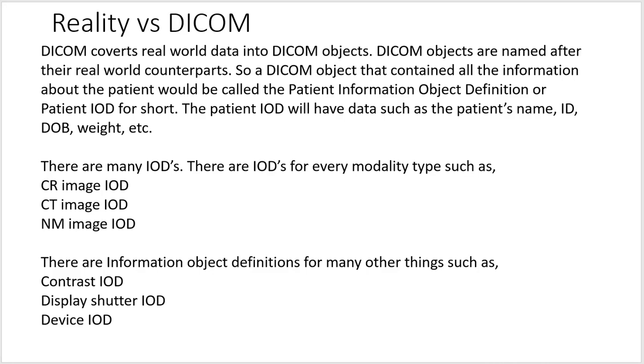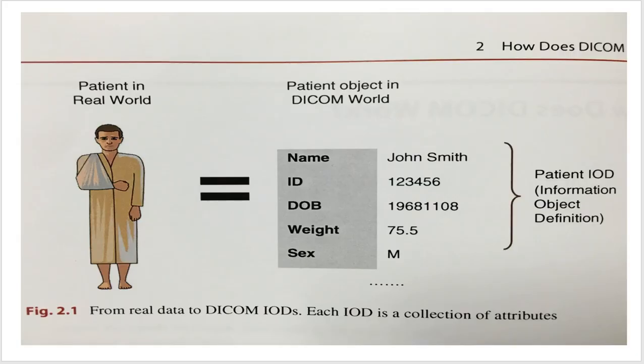There are IODs for every modality type such as CR image IOD, CT image IOD, NucMed image IOD. There are information object definitions for many other things such as the contrast IOD or the display shutter IOD or the device IOD. So chunks of data get grouped together and turned into information object definitions.